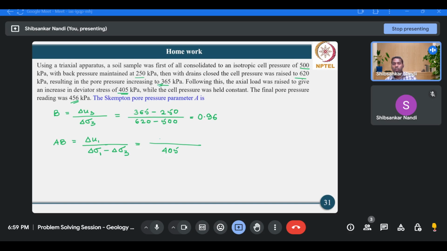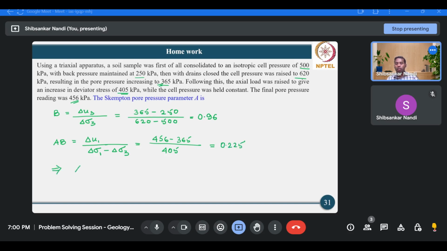So 456 minus 365. This is the delta U1. Okay, so this is the change due to the application of this axial load of magnitude 405 kPa. Okay, deviated stress. So 456 minus 365 divided by 405, so this is 0.225.